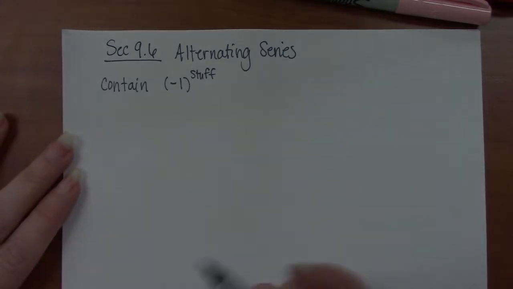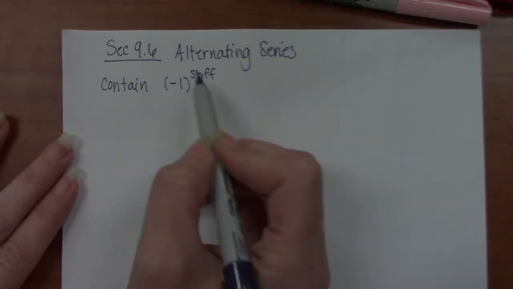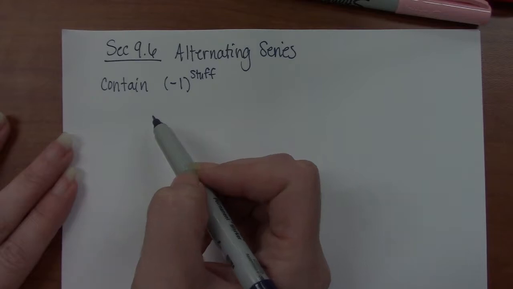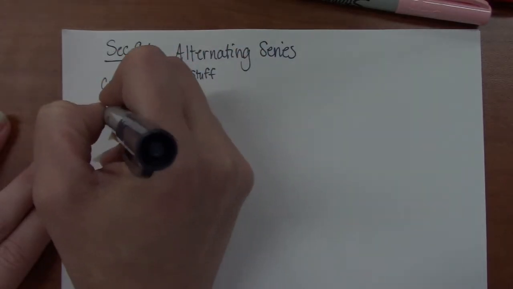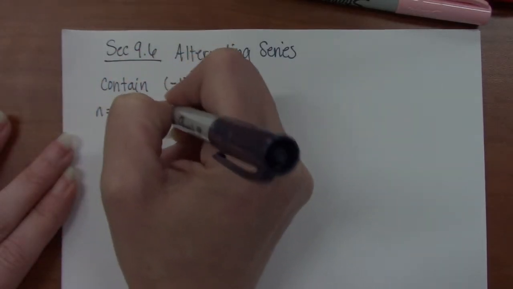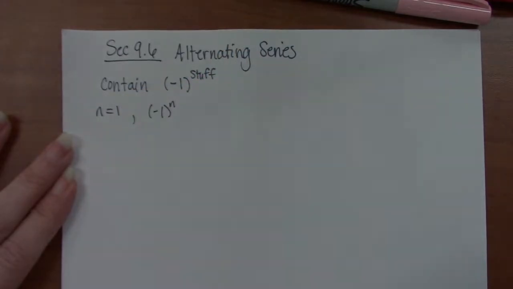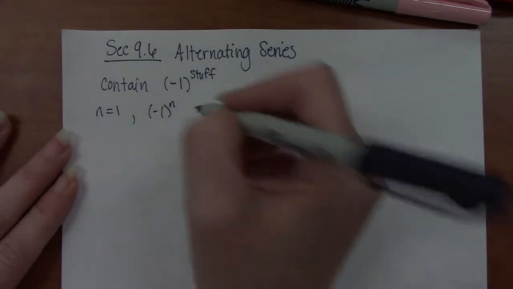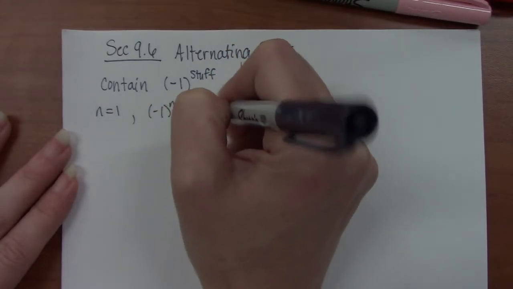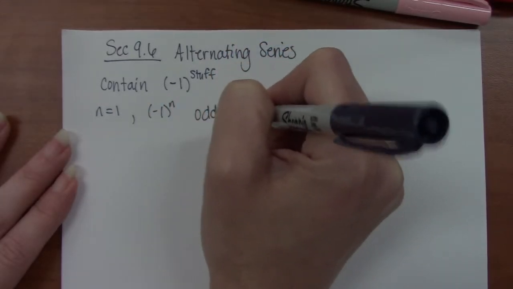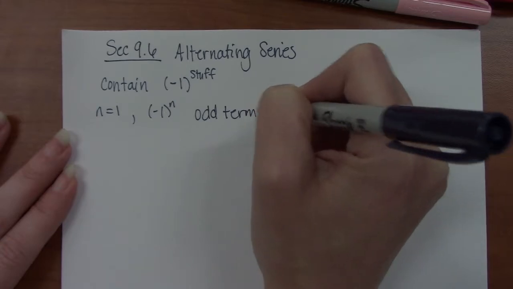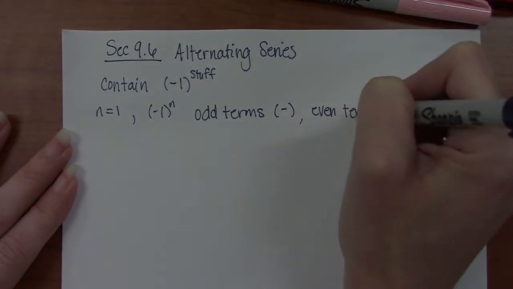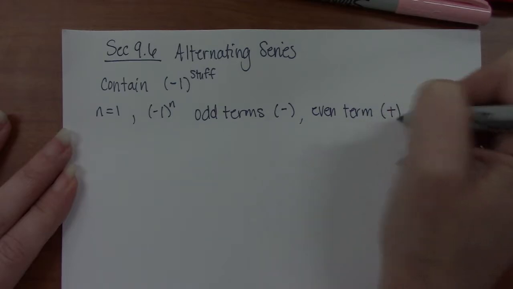So there's a couple different ways that we can express -1. There's more than the two I'm about to show you, but the ones I'm going to show you are the most common. So if n equals 1 and the alternating term in your series is -1 to the n, then what that means is all the odd ordered terms in your series will be negative, and all the even ordered terms in your series will be positive.